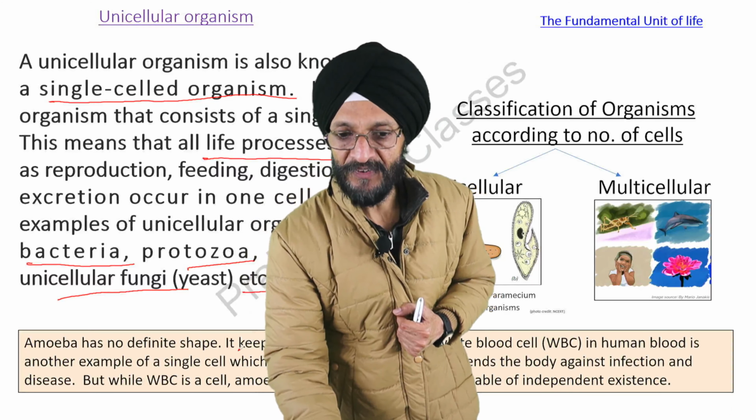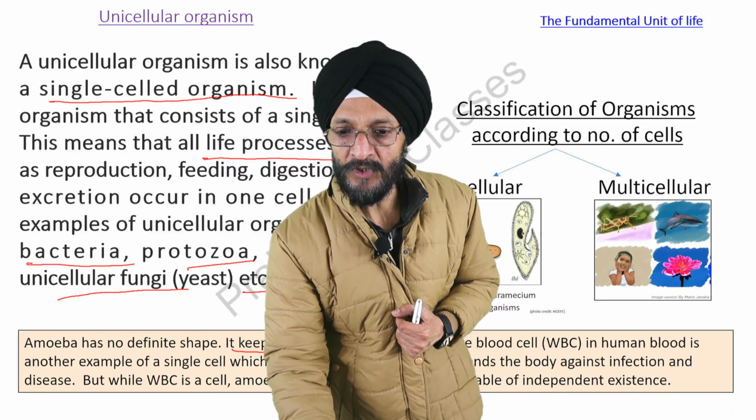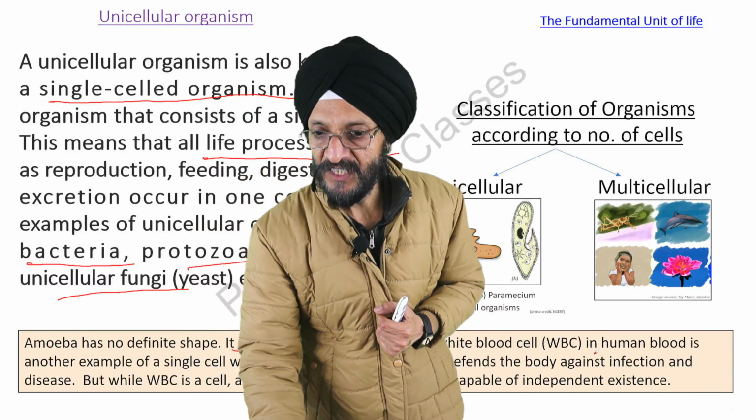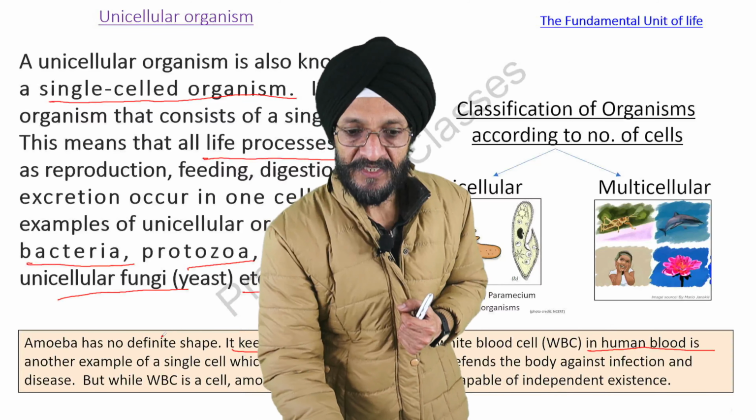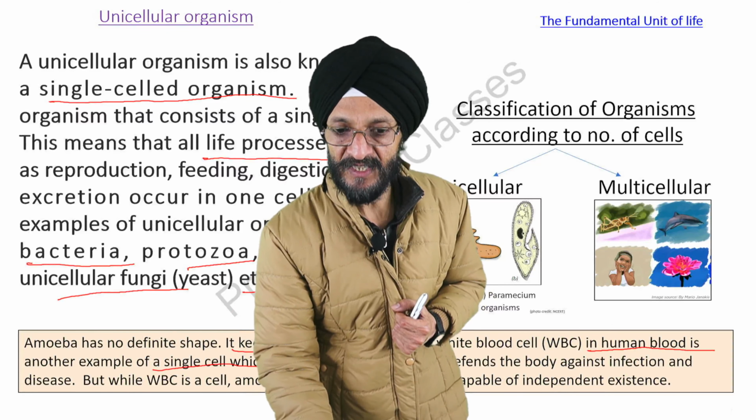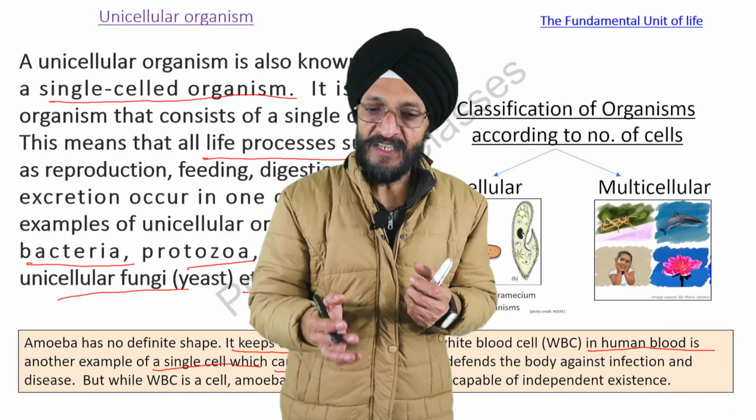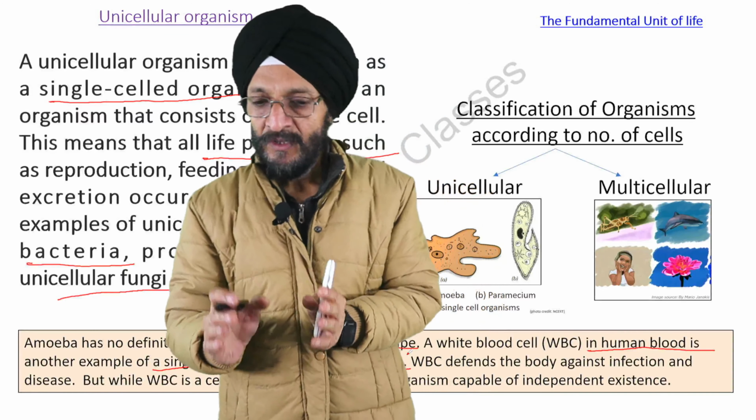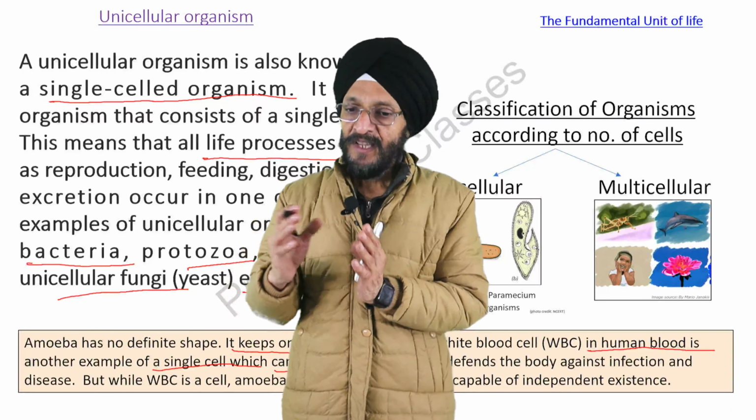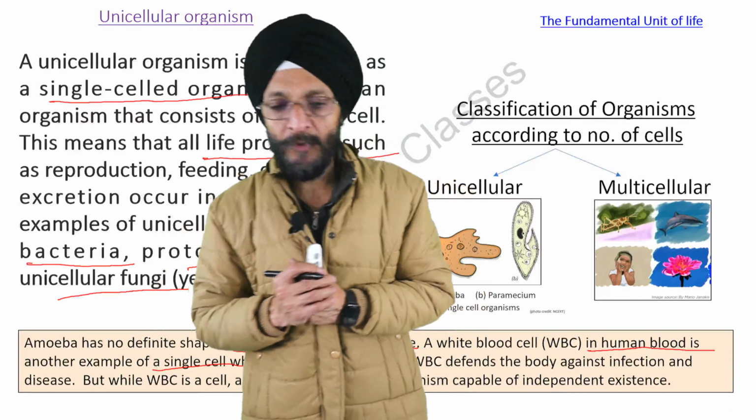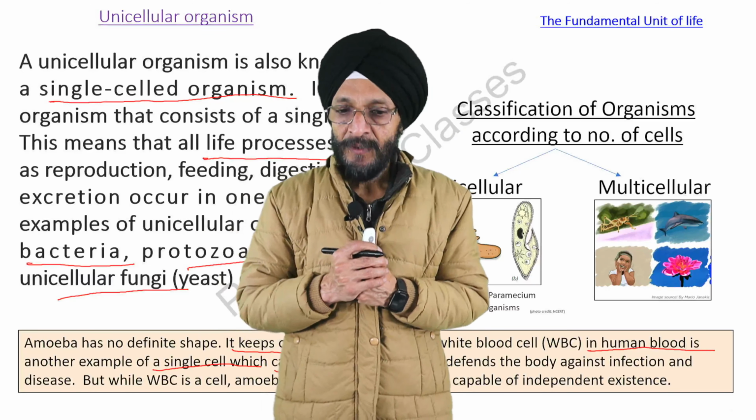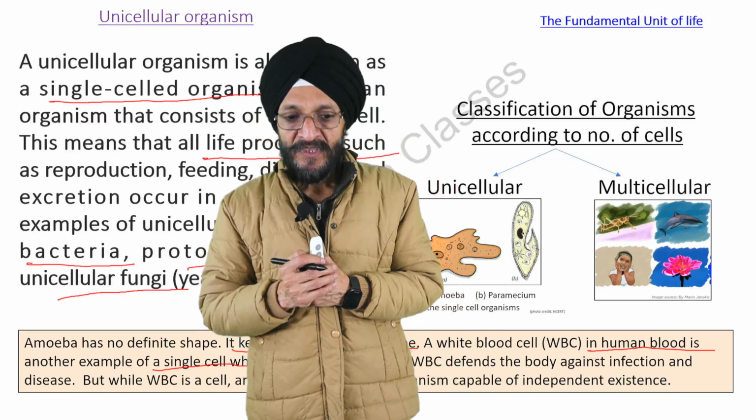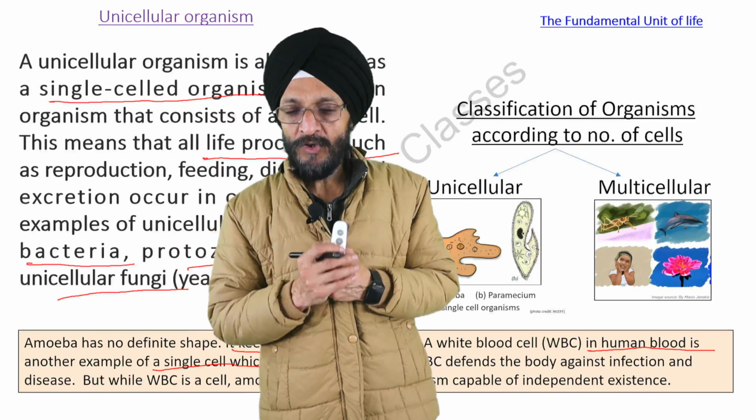Amoeba has no definite shape. It keeps on changing its shape. A white blood cell which is present in the human body is another example of a single cell which can change its shape. So we observe that an amoeba can change its shape, and at the same time a white blood cell present in the human body can also change its shape. But it does not mean that a WBC, that is a white blood cell, is also a unicellular organism.